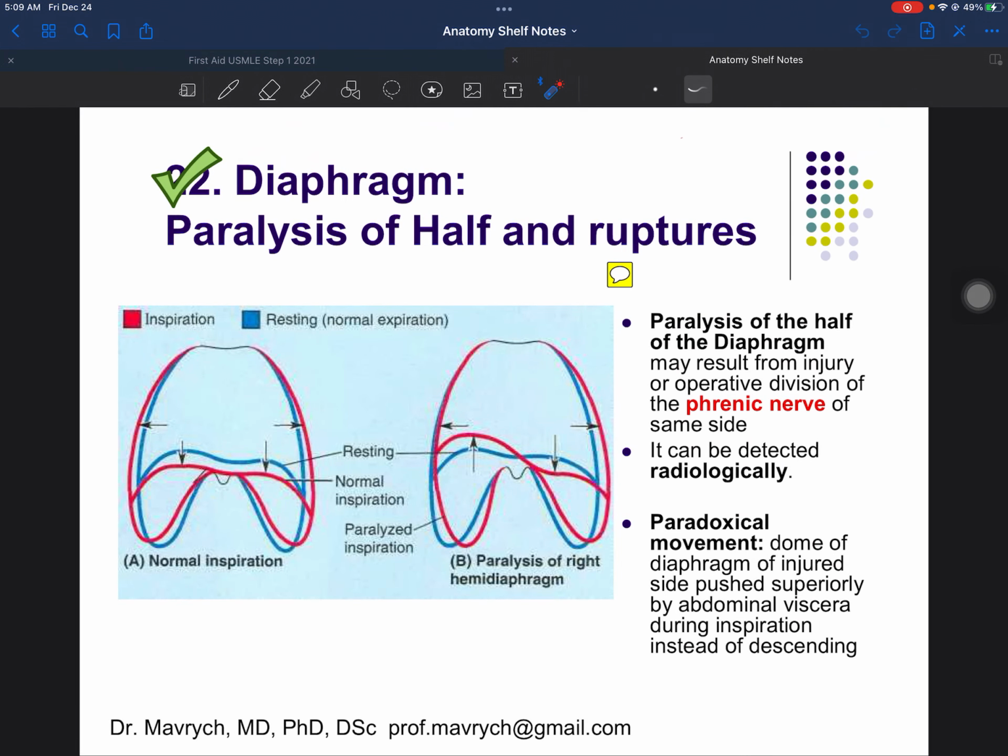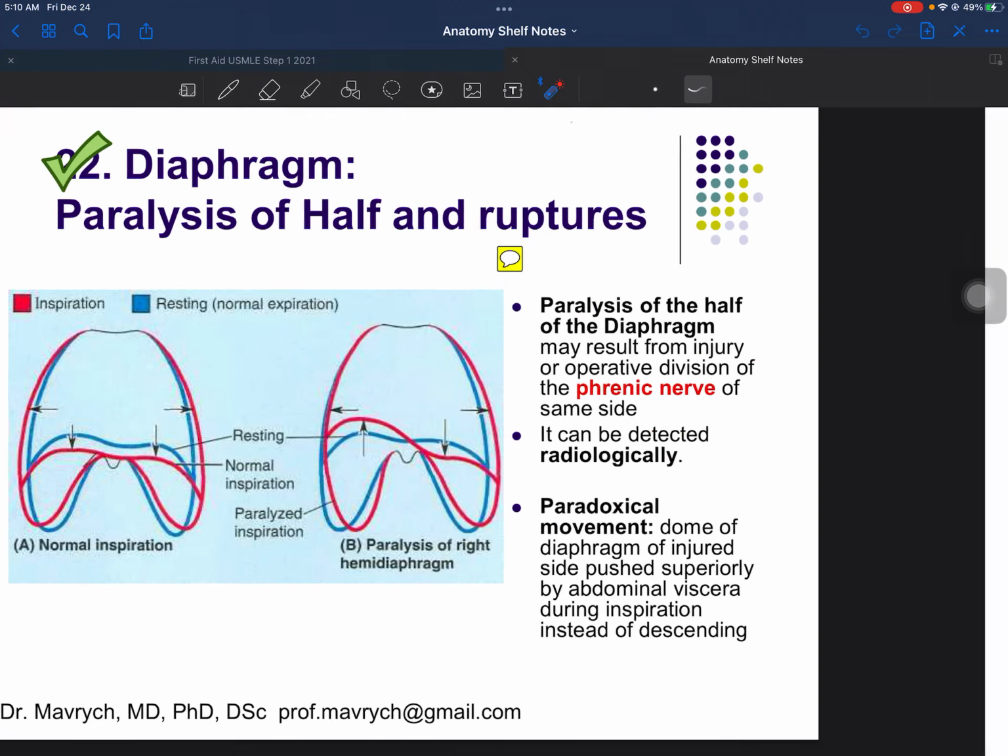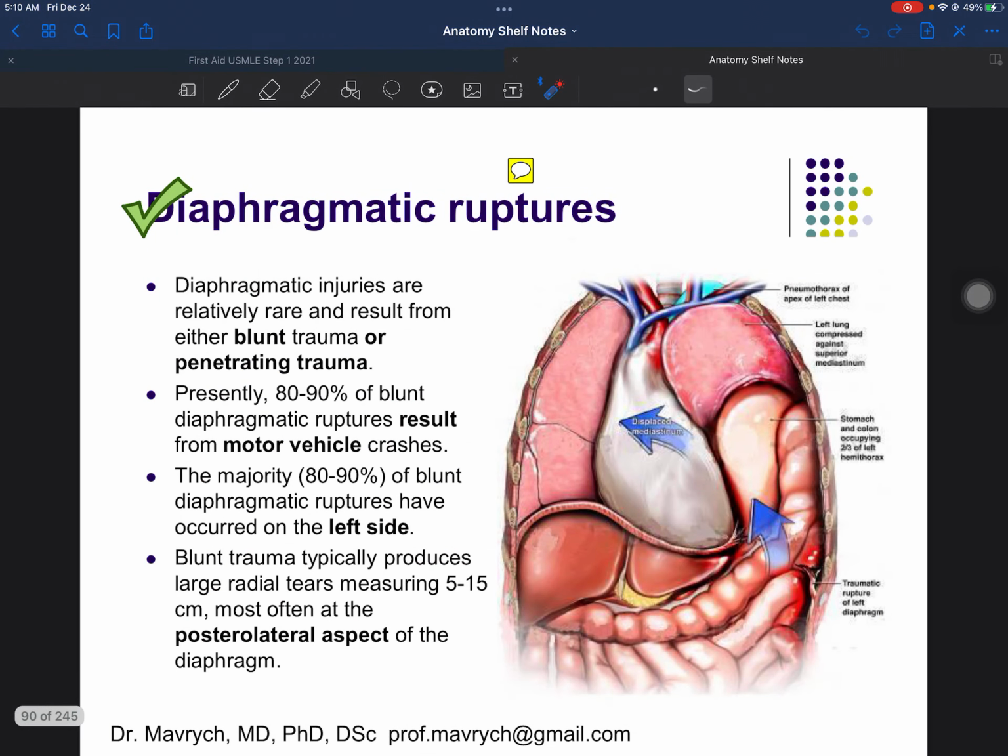So this is what it is when there is the paralysis of the half, and the rupture. But it didn't say anything about rupture here. So what is it called? It's called paralysis of the right hemidiaphragm. This is the hemidiaphragm, one half. Because the phrenic nerve comes from above, it probably gets injured somewhere, and that is what caused this one.